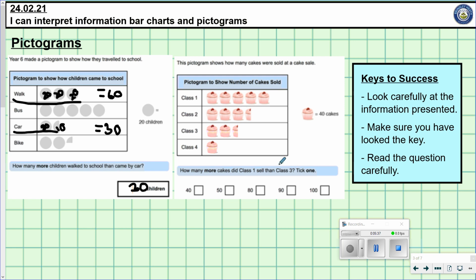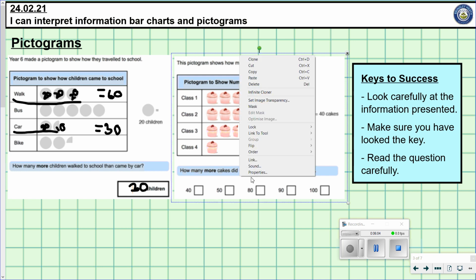Okay, the second pictogram question then. I'd like you to pause the video now and have a go yourself, and then we'll go through the answer. Okay, let's see how we got on then. So this time the pictogram shows how many cakes were sold at a cake sale. I'm looking at my key that one picture of a cake equals 40 cakes. The question says how many more cakes did class 1 sell than class 3?